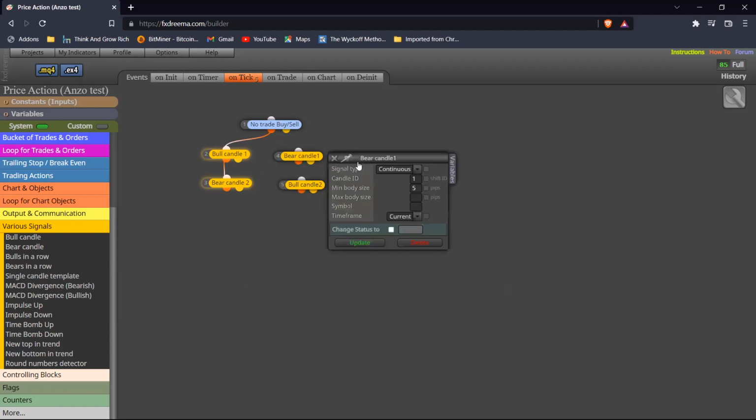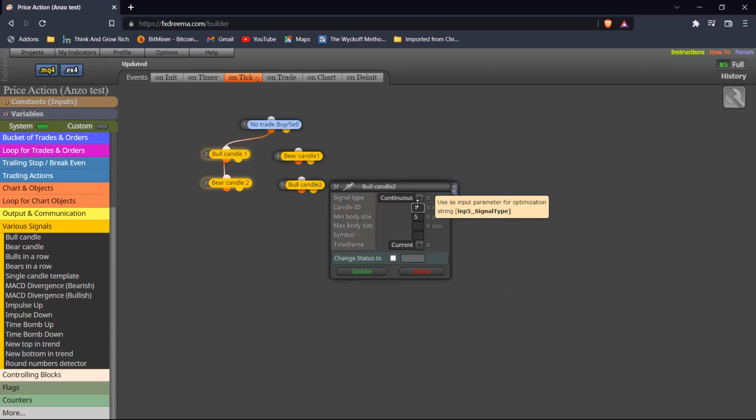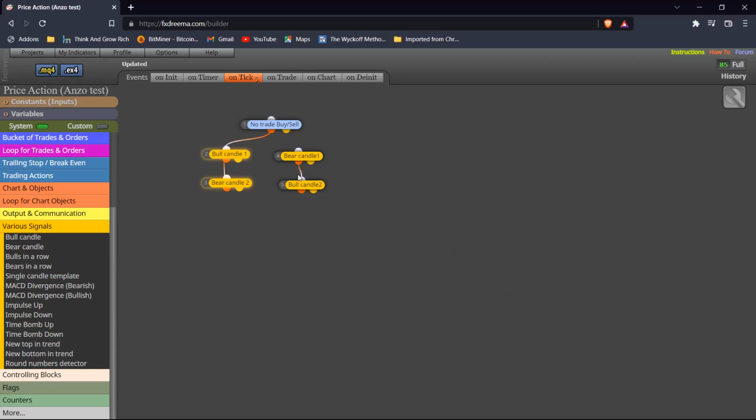Now, when we double click on it, this has to be set to 1. We'll leave the minimum body size at 5 pips. We'll save that. For the bull candle, we'll have to change this to 2, and then we'll set the minimum candle body at 3 pips. We'll check this box and save that. And we'll connect this to this. So basically what we've done here is the first part, right?